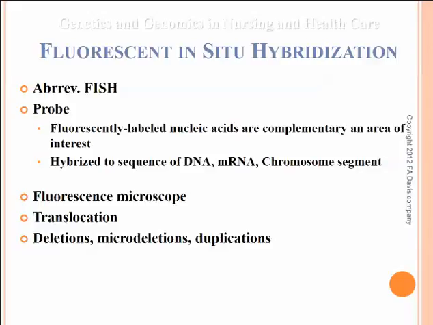Fluorescent in situ hybridization, abbreviated FISH. This is a string of bases from a section of a chromosome. They're given a specific dye, or a specific dye is put on these, and there's a glow with the material.